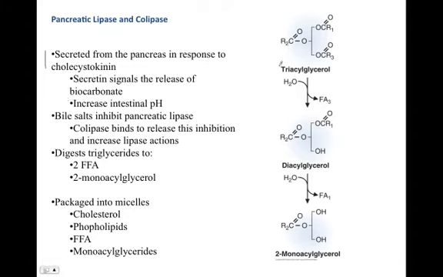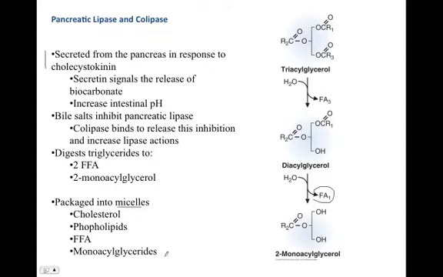This hydrolysis is shown here, where the initial triacylglycerol, with this being our glyceride, and our 3 fatty acid chains, are removed starting at carbon 3 to a diacylglycerol. This is followed by removal of the fatty acid at the carbon 1 position, leaving us with 2-monoacylglycerol. From here, these free fatty acids and monoacylglycerols can be packaged into micelles, which will contain both dietary cholesterol, phospholipids, free fatty acids, and monoacylglycerols.